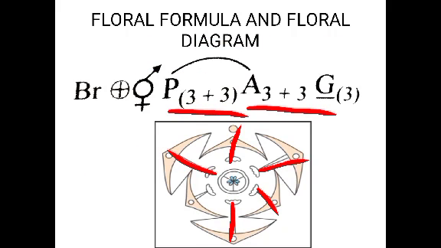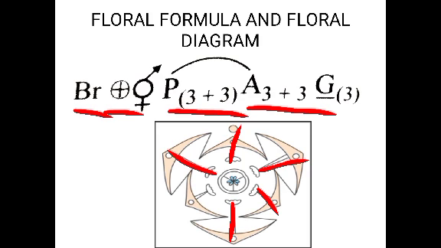Now when we see the floral formula, you can see Br. Br means what? Bracteate. That is, a bract is present surrounding the flower. The flower will be protected by a leafy structure called a bract. That's why it is called bracteate. Okay, then what is next? The next symbol is actinomorphic, which shows radial symmetry. The next symbol is bisexual. Okay, both male and female sex organs are present in the same flower.